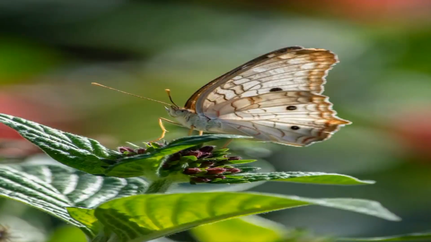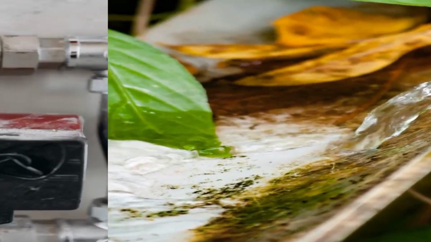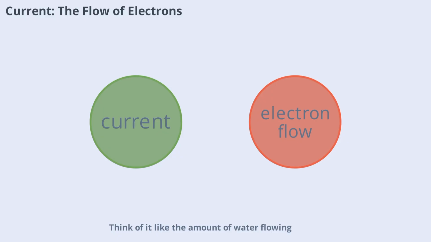Current is the actual flow of electrons through a wire. It's measured in amperes, or amps for short. The more electrons that move, the higher the current. Think of it like the amount of water flowing through a pipe. A trickle is a low current, while a rushing stream is a high current. Current is what actually delivers energy to your devices, making them work.